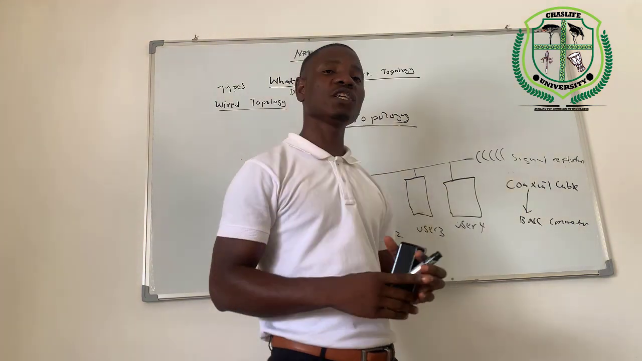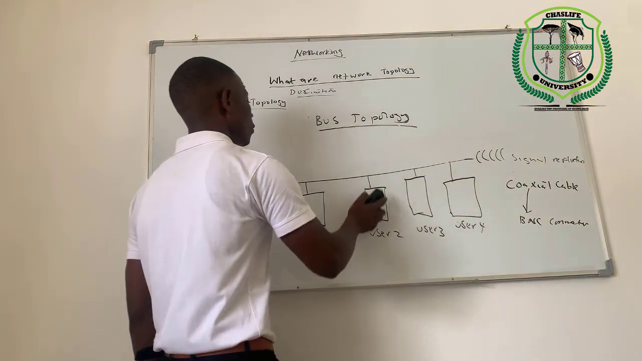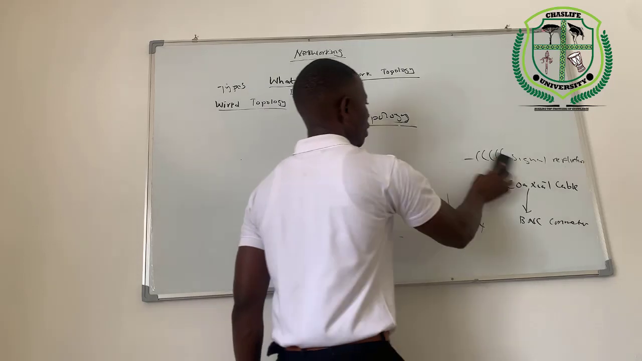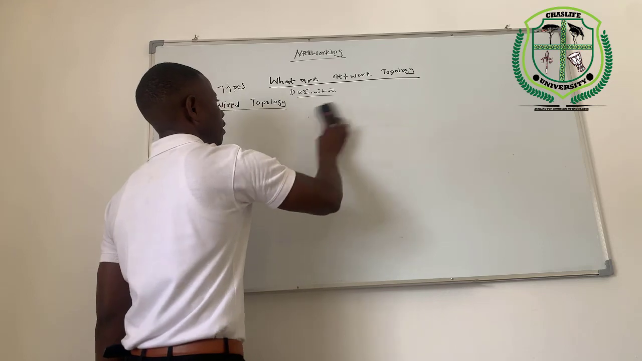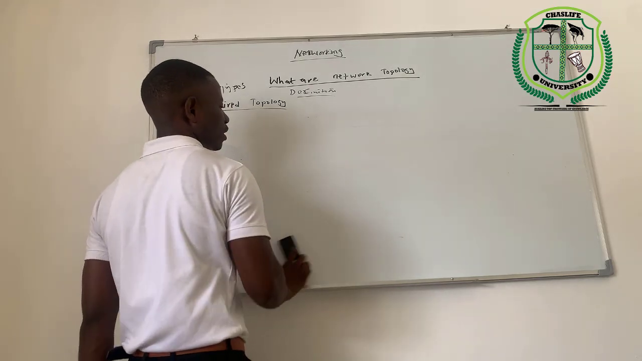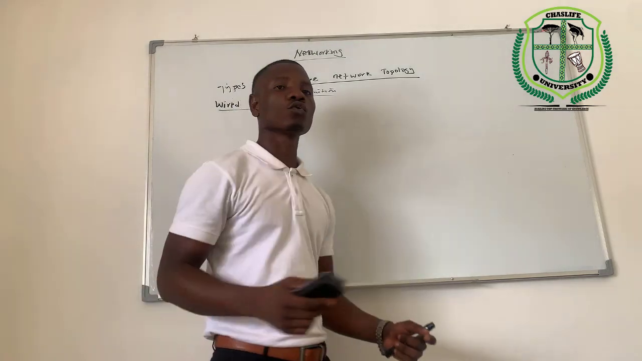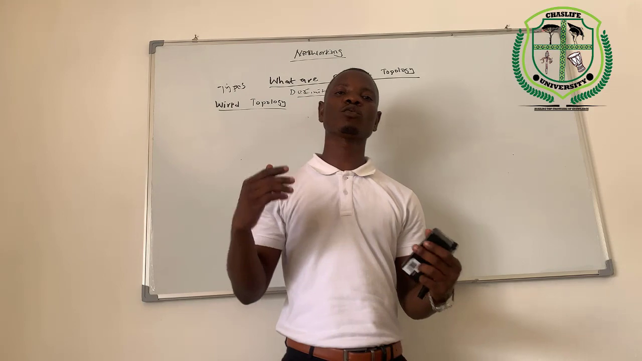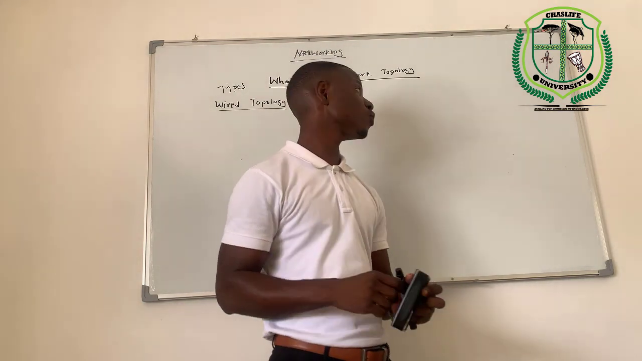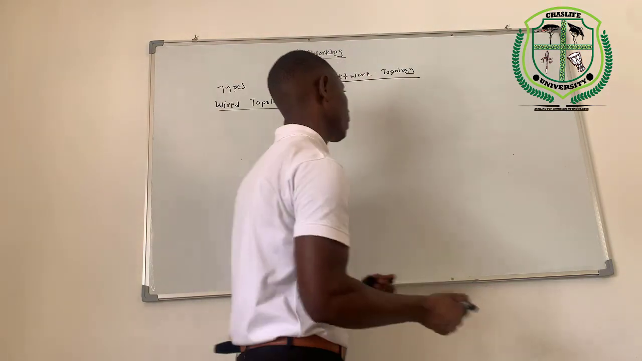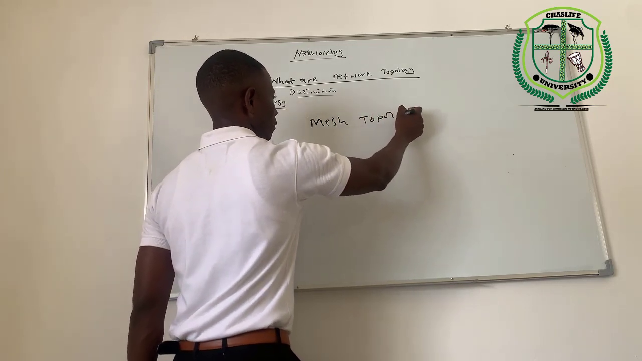Let us proceed by looking at the mesh topology, the diagram for mesh topology. Very important. This is what is involved when you are choosing the type of networking. If you want to do any networking, you need to choose: are you going to deal with wired topology or wireless topology? So let's look at mesh topology.